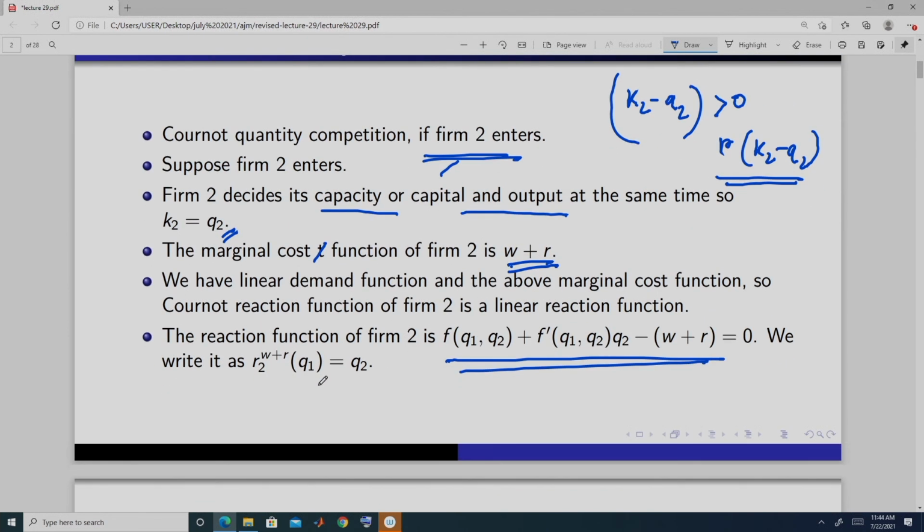Why do we get this? Because the profit function of firm 2 can be written in this form. This is the demand function for the output of firm 2, this is the total revenue, this is the total cost of production, and the cost of entry is this. This is the profit, and if we take the derivative with respect to Q2 we get this reaction function, which we denote in this way as a function of Q1, the output of firm 1.